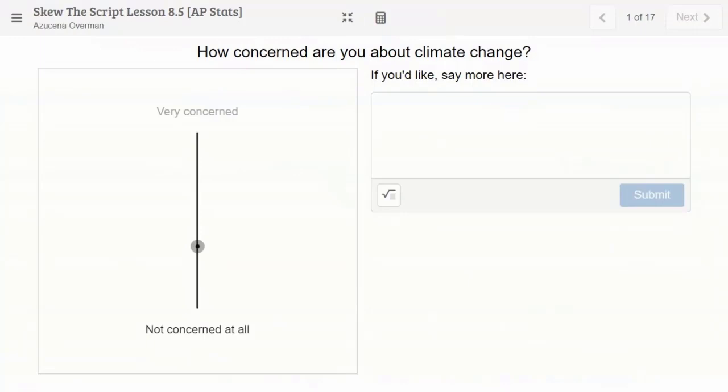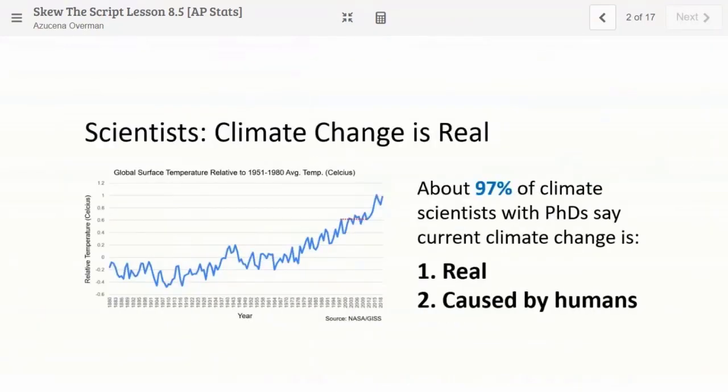We're going to actually look at some data. Scientists say climate change is real. Again, I'm still waiting for the data. About 97% of climate scientists with PhDs say it's real. And they also say it's caused by humans. Now that one, who knows? I don't know. All right. Because I'd have to look at what data they have. And I honestly haven't studied this so much.